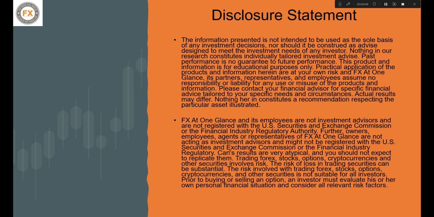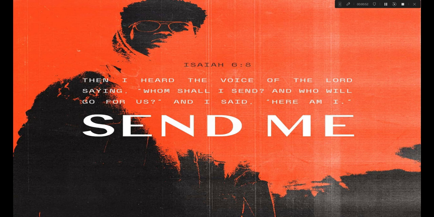All right, guys. So as always, before I get started, I like to always give you a word of encouragement. And today's word comes from Isaiah 6:8. Then I heard the voice of the Lord saying, "Whom shall I send? And who will go for us?" And I said, "Here I am, send me."